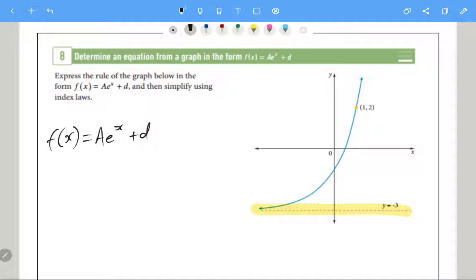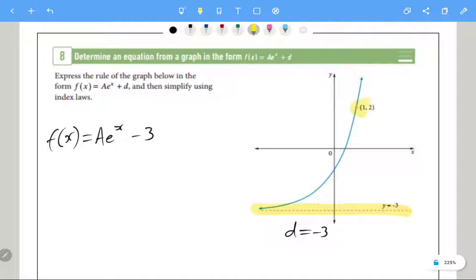So because y is equal to -3, that means that our d value must be -3. Why? Because the d value is entirely affected by the asymptote. In fact, the asymptote is affected by the d value. They are the same thing. So now that's done. Now we've just got to work out a.